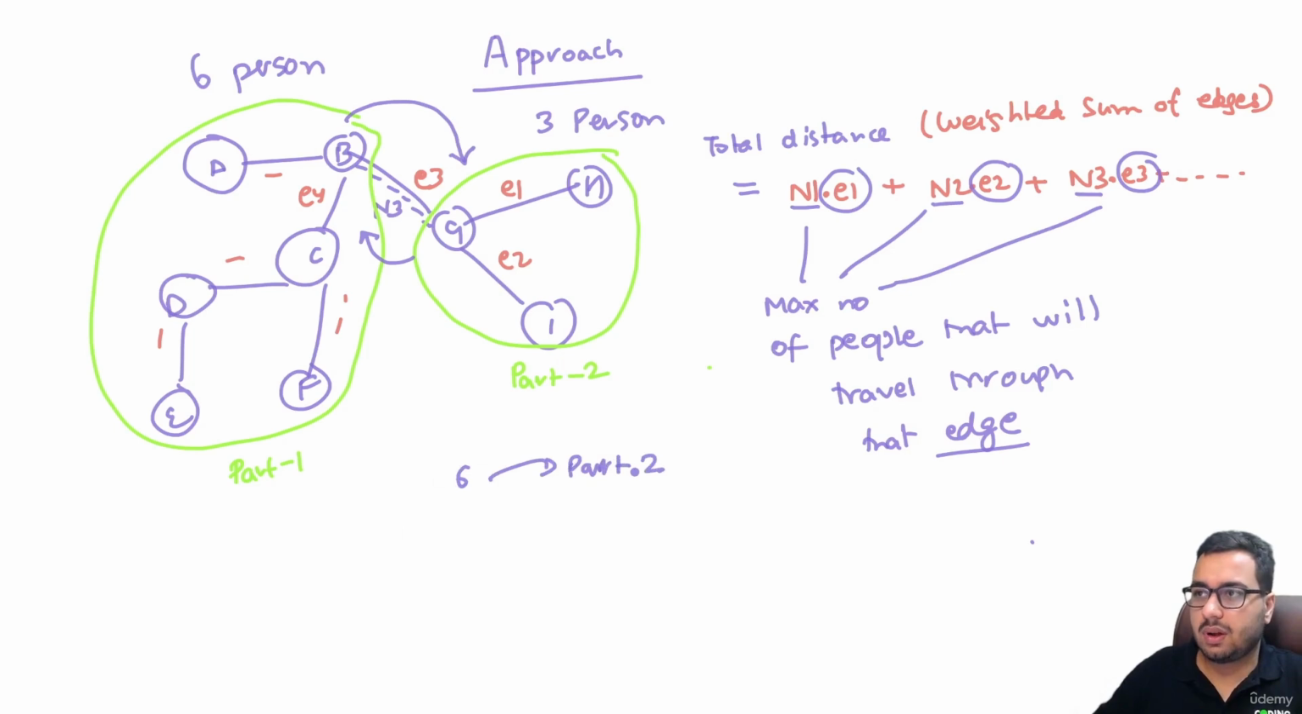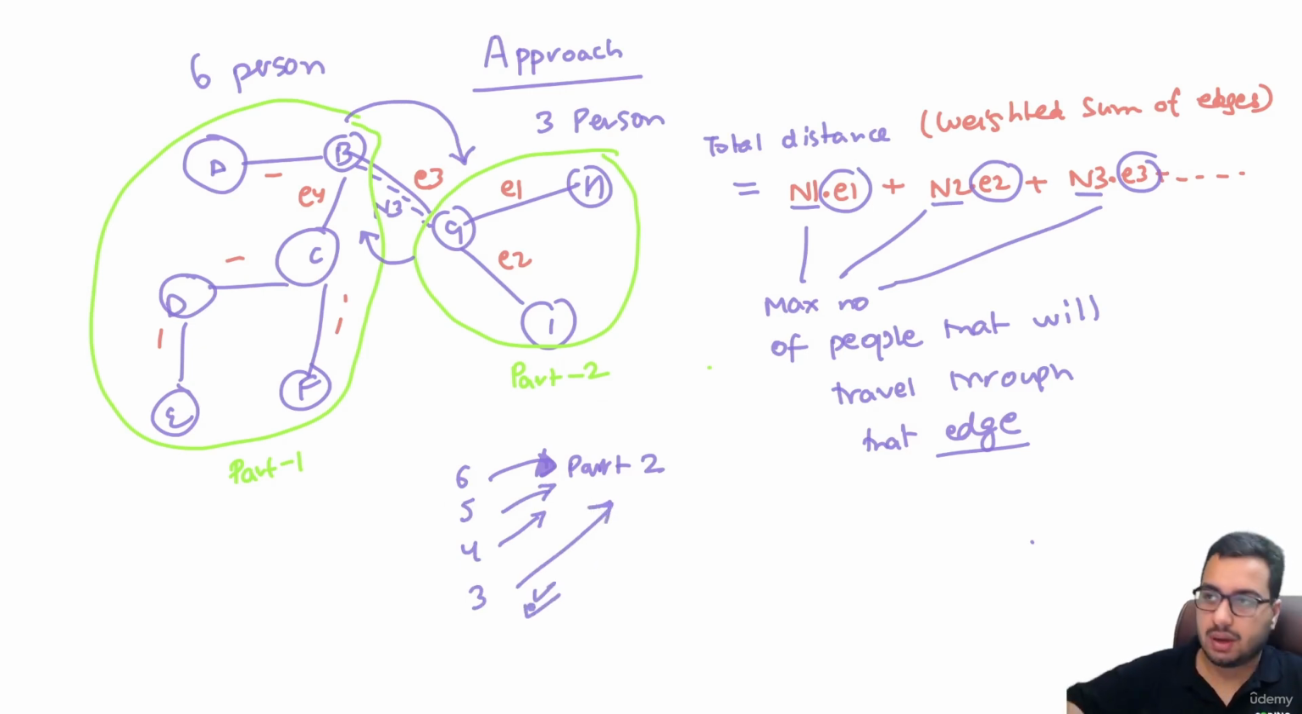The answer is no, because part 2 has only three cities available, only 3 rooms that can accommodate at most 3 people. So I cannot send 6 people or 4 people to part 2, but I can send 3 people. Similarly, since 3 people are coming here, I can send 3 people from here as well.